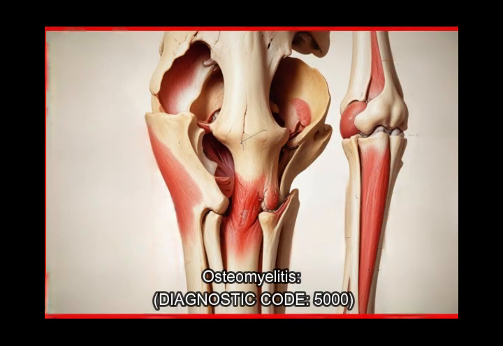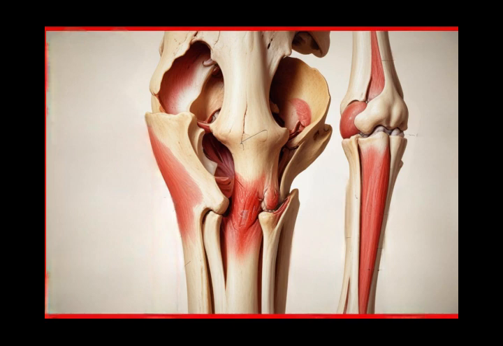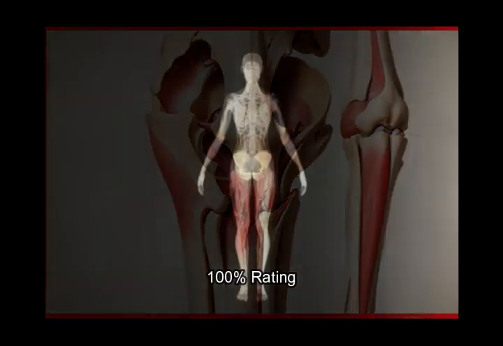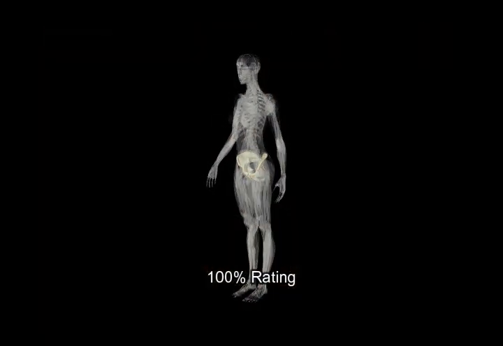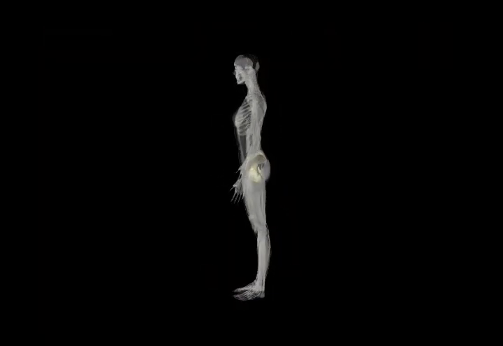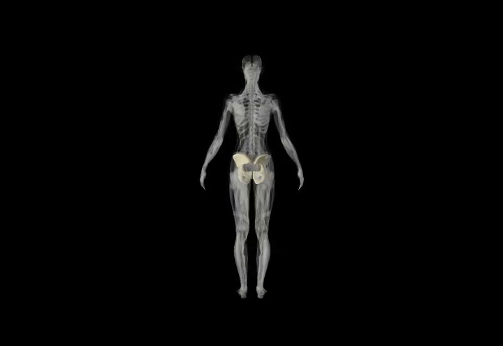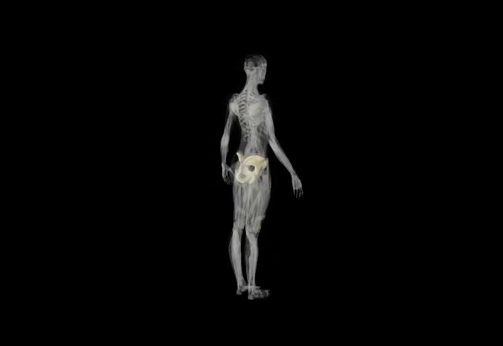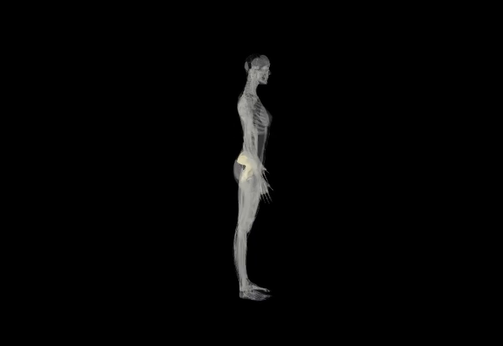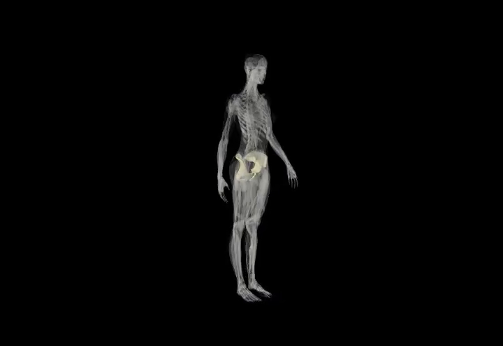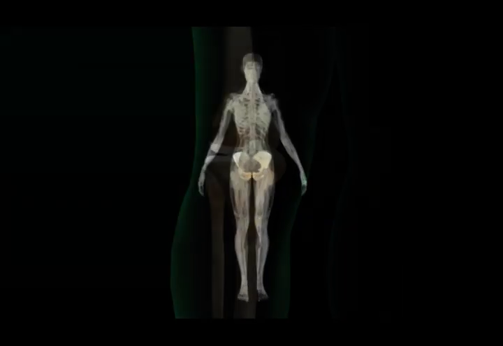Osteomyelitis. Diagnostic code 5000. Osteomyelitis is an infection in a bone, which can be acute, subacute, or chronic. 100% rating for osteomyelitis of the pelvis, vertebrae, or extending into major joints, or with multiple localizations or with a long history of intractability and debility, anemia, amyloid liver changes, or other continuous constitutional symptoms.